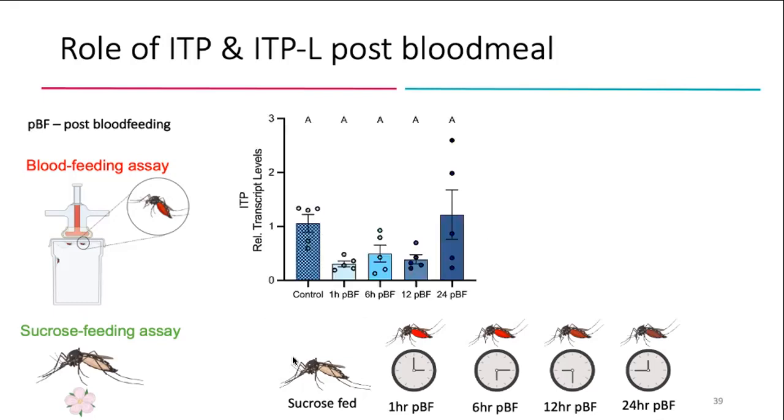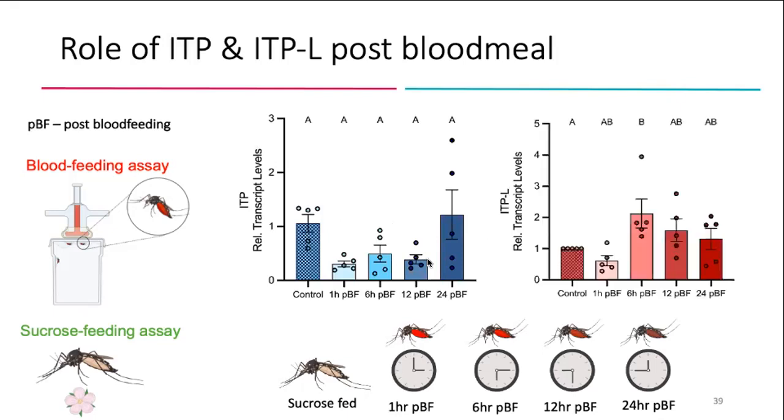So here we have the results for ITP transcript levels, and we can see that at all time points, there's no significant changes in transcript levels post blood meal. However, when examining ITP-L, we see a significant upregulation of transcript levels 6 hours post blood meal, with levels slowly dropping at 12 and 24 hours post blood feeding.